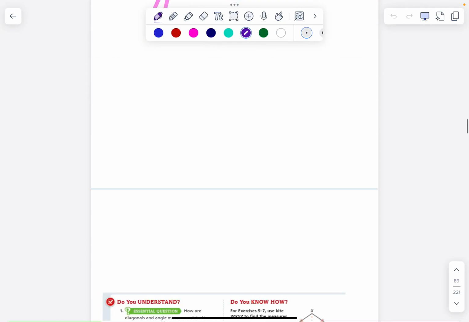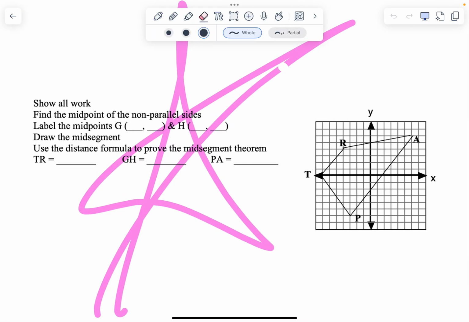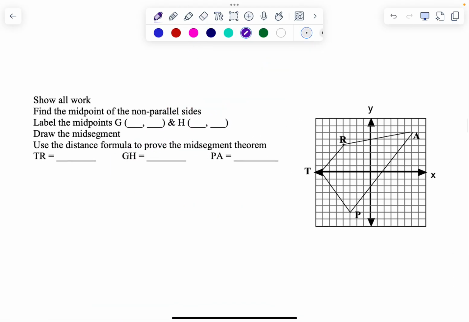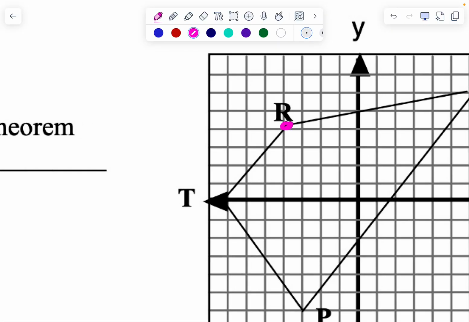And we're not going to obviously start this yet, but we're going to get there this week. So you're given a trapezoid graph on graph paper. That's why we call these coordinate proofs, because each of these points have a coordinate pair. What would be the coordinates of point R right there? Negative 4, 4, okay? So left 4, up 4 would be the coordinates of point R.